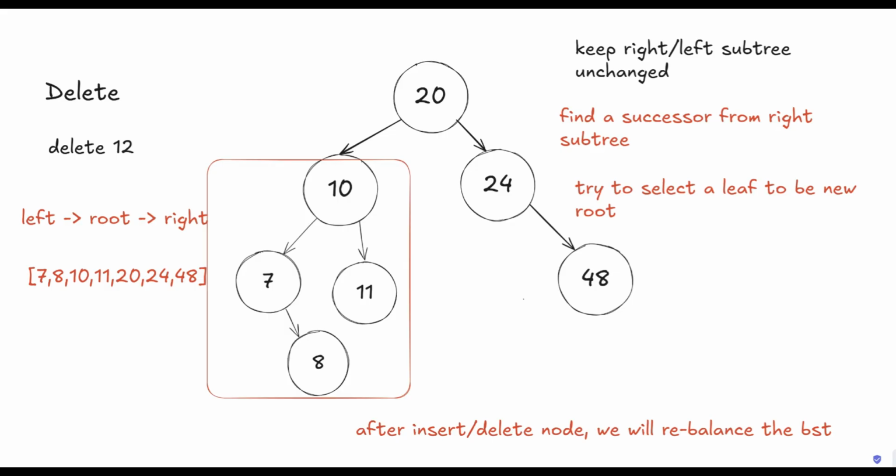If we delete 20, by the algorithm, we would go to its right subtree, which is 24 and 48. And we'll check whether it has left children. The first node that doesn't have left children will be selected as the root. So 24 will be the first one because it doesn't have any left child. And what happens is this one will move here, and the right side will only have 48. Okay, let's check.